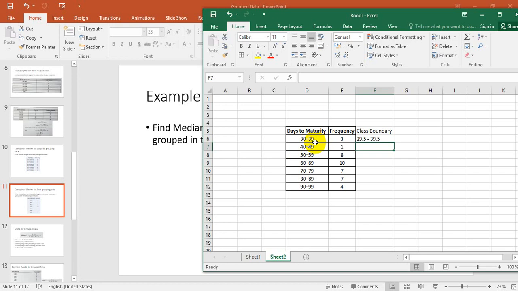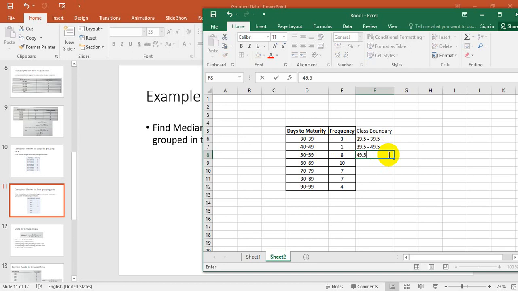ओके, नाउ इन दिस केस 40 में 0.5 सब्ट्रैक्ट करेंगे तो ये 39.5 बन जाएगा और ये 49.5 बन जाएगा. तो आपका गैप जो देखें अल्टीमेटली देयर इज़ नो गैप. तो क्लास बाउंड्री में और क्लास इंटरवल में जो फ़र्क है वो यही है कि इसमें गैप मौजूद होता है लिमिट ग्रुपिंग में और इसमें गैप मौजूद नहीं होता.